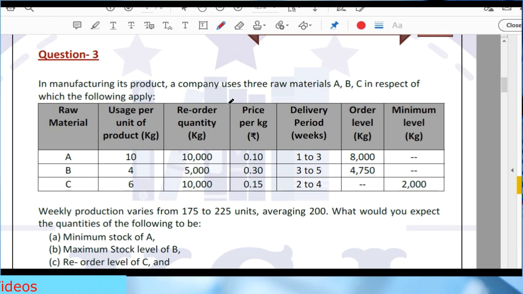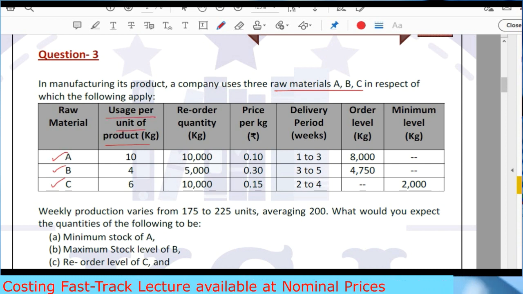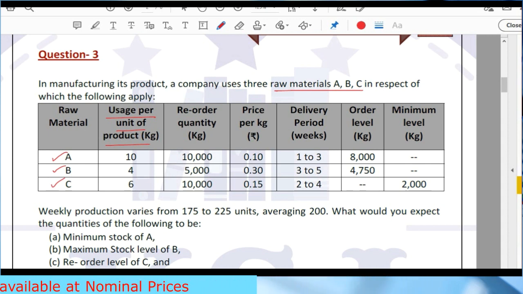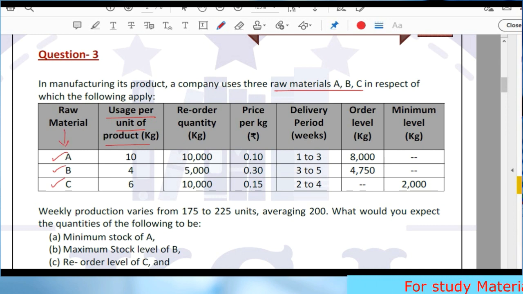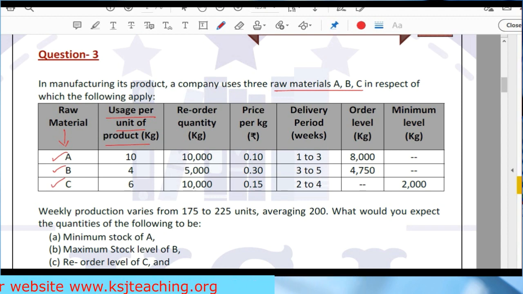In manufacturing its product, a company uses 3 raw materials A, B and C, in respect of which the following data apply. Usage per unit of product is 10, 4 and 6. That means for making 1 unit of the finished product, 10 kg of A, 4 kg of B and 6 kg of C are used. Reorder quantity is how much quantity we order at one time: 10,000, 5,000 and 10,000. Price per kg is given. Delivery period in weeks is 1 to 3, 3 to 5 and 2 to 4.